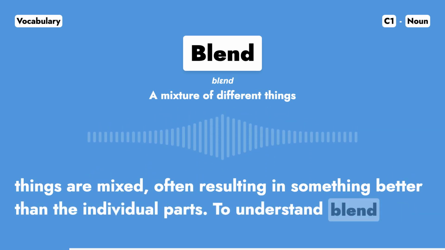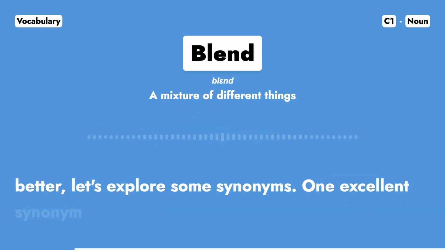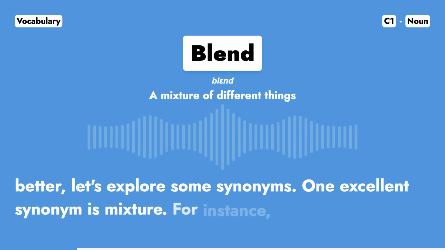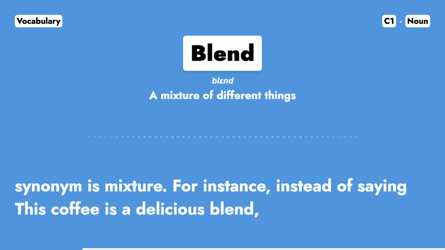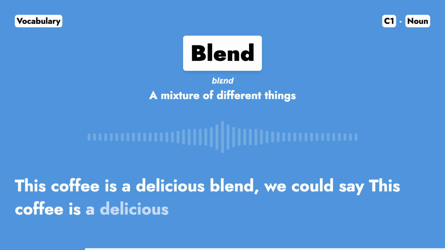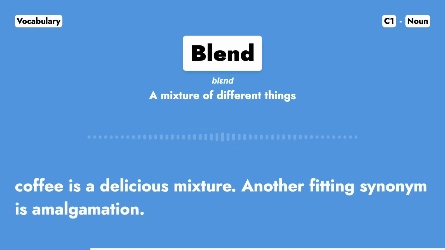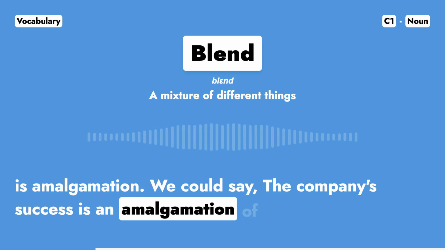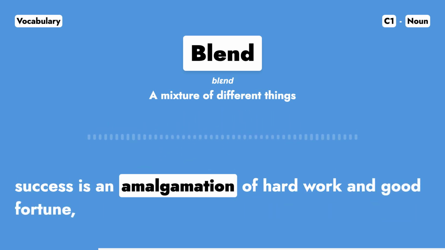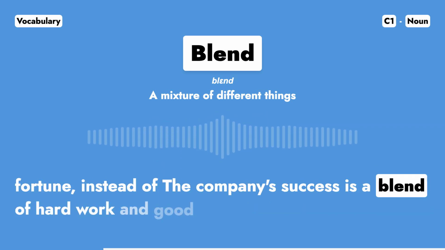To understand blend better, let's explore some synonyms. One excellent synonym is mixture. For instance, instead of saying this coffee is a delicious blend, we could say this coffee is a delicious mixture. Another fitting synonym is amalgamation. We could say, the company's success is an amalgamation of hard work and good fortune, instead of the company's success is a blend of hard work and good fortune.